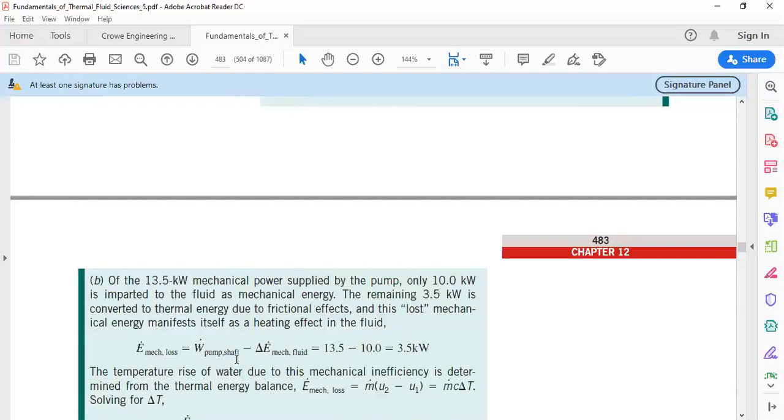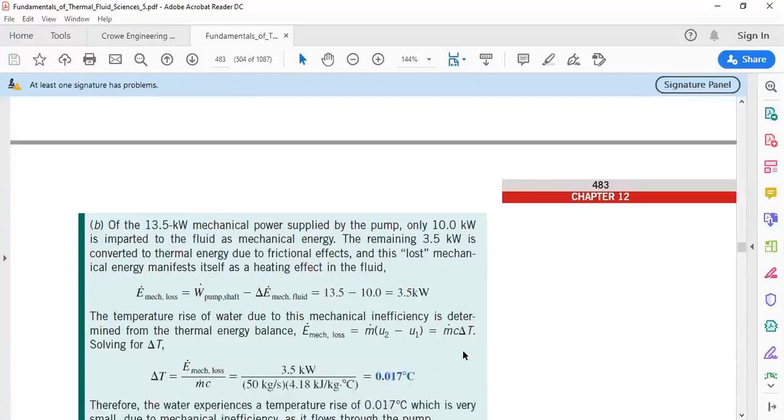Now, in order to find the mechanical power losses in the pump, that's simply the input power to the pump, which is the shaft pump power, minus the output from the pump, which is the mechanical power increase of the fluid, which we refer to as the useful pump power. So that's 13.5 minus 10 gives us 3.5 kilowatts. This represents the mechanical power losses in the pump.